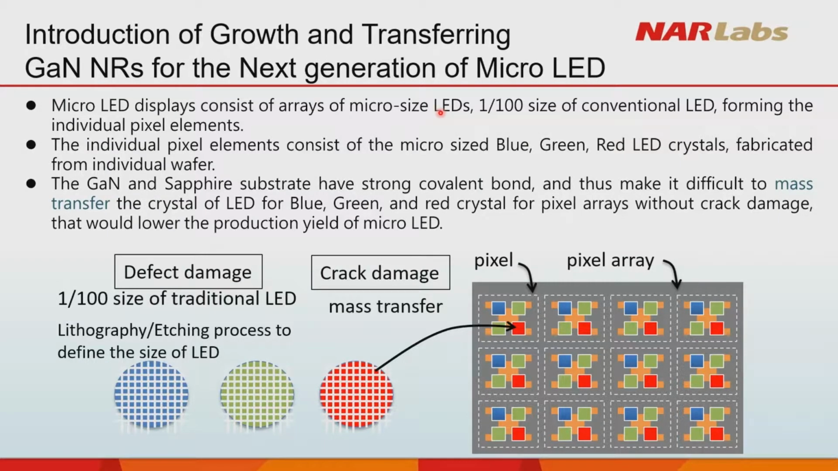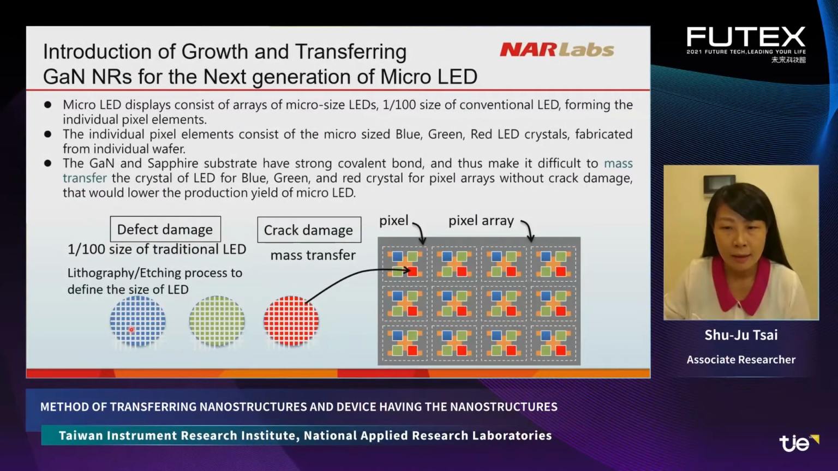Micro LED display consists of arrays of micro-sized LED, which is about 100 times smaller than the conventional LED, for forming the individual pixel element. The individual pixel element consists of the micro-sized blue, green, and red LED crystal fabricated from individual wafers.